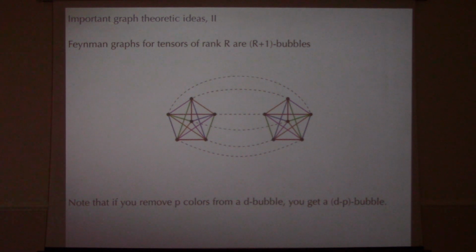Note, in parentheses, because that's a useful remark, that when you have a D-bubble, you can remove all the lines of given colors, let's say P colors, and remove all these lines. This automatically produces a (D minus P)-bubble.